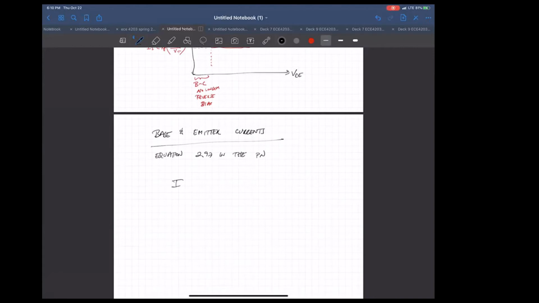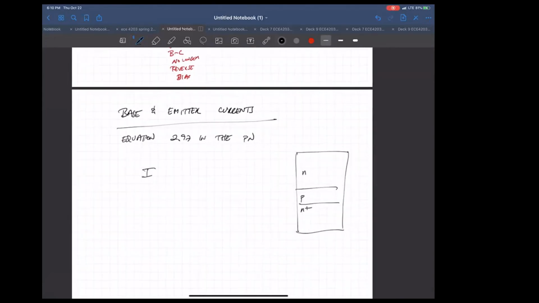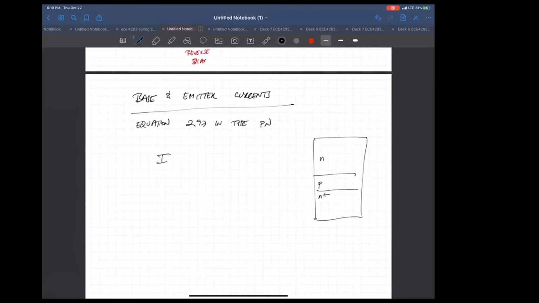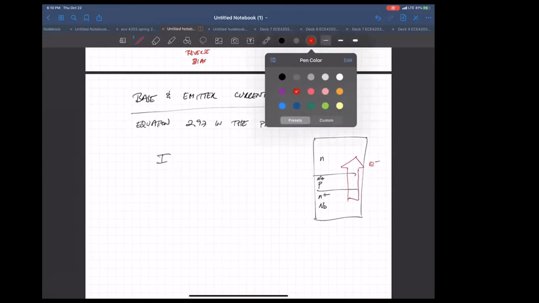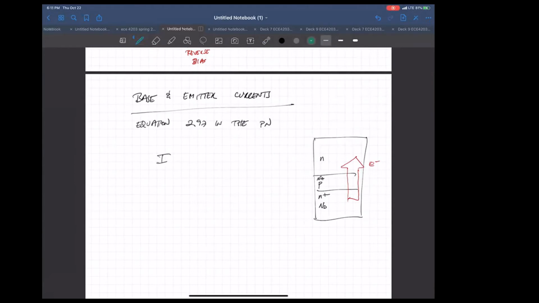Let me draw this before I get into it. Remember that when we have an NPN and we made this N plus, we made the doping of this side high compared to this doping. We made this high so that we guaranteed a really big electron current compared to the hole base current.